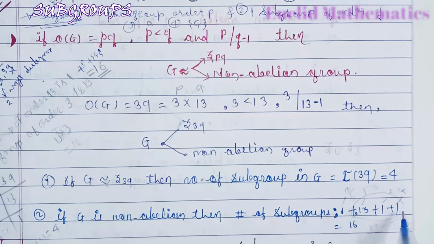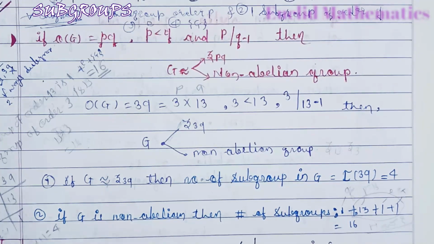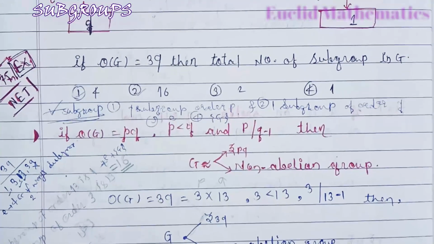So the identity counts as 1 and the group G also counts as 1, q gives 1, and p gives 13. So if G is non-Abelian, the number of subgroups, which is the addition of all these, is 16.